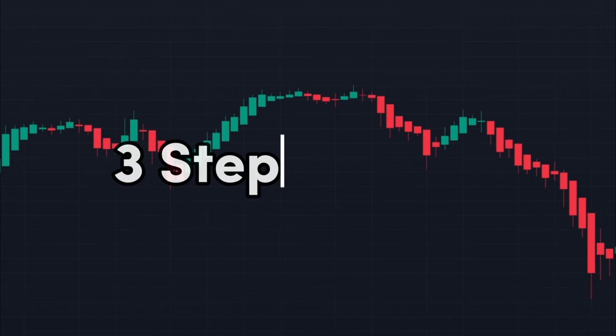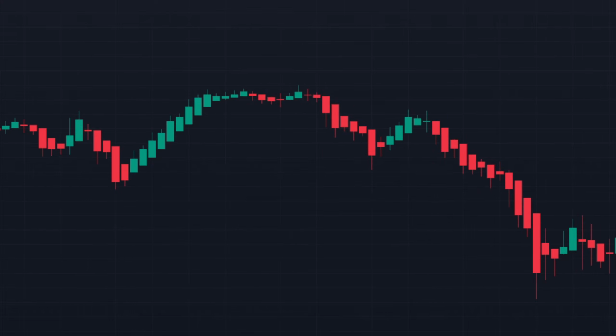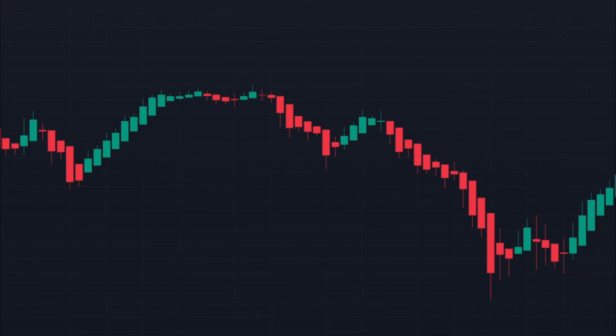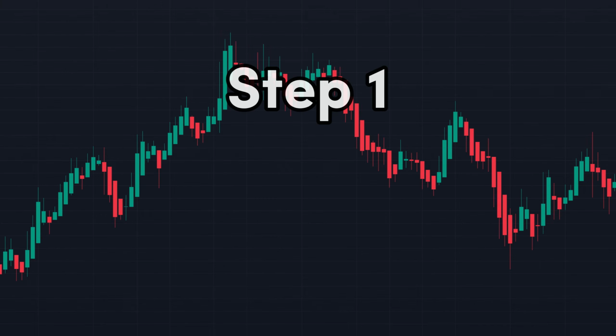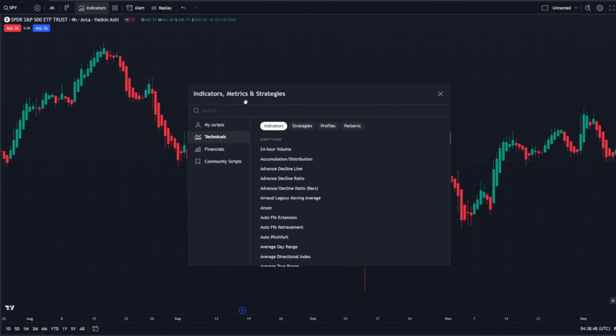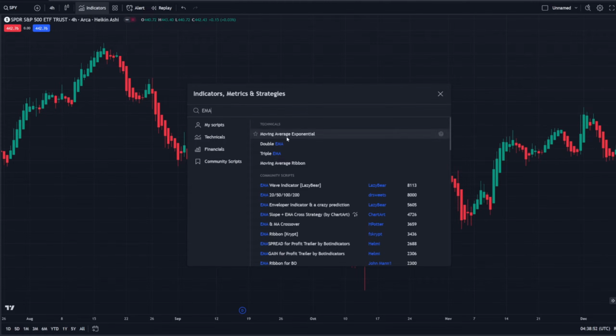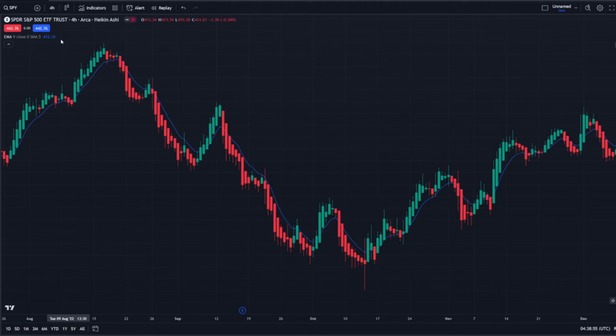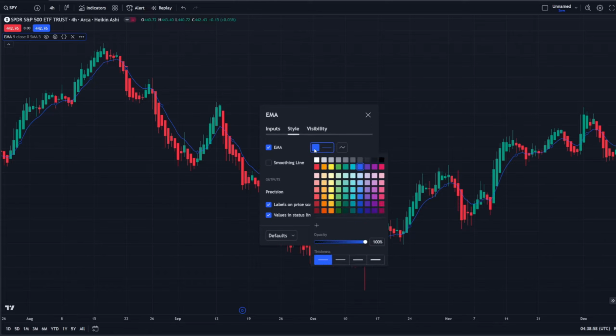This strategy is a three-step process. Let us begin explaining each step of the strategy. Step 1. Using exponential moving average or EMA for trend identification. An EMA line gives the trader an overall sense of where the price is heading. The period of EMA signifies the smoothness of the trend.